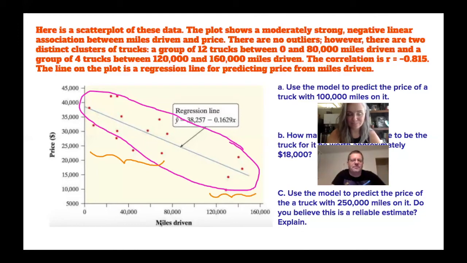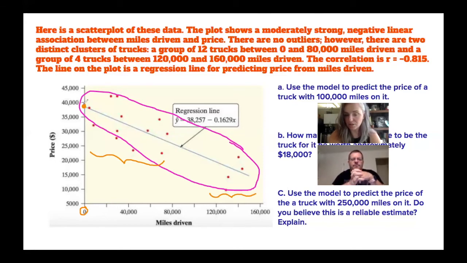The y-intercept would be 38,257, the number in the front. And what that means is that's the value of the truck the moment it is manufactured and has zero on the odometer. That's right. That would be this point right here on the y-axis. So when the miles driven are zero, so when it is new, the price of the truck is about $38,000.